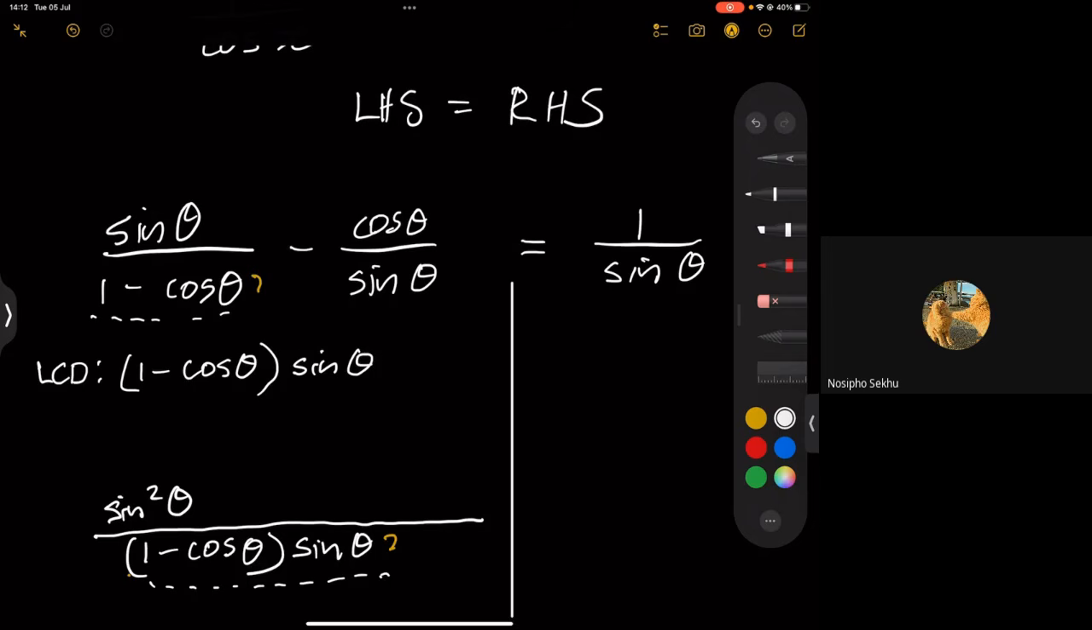Okay, so that would be sine squared of theta minus, so there's that minus sign there. Again, we are going to take LCD divided by the denominator. So what happens? The sine will cancel the other sine. What am I left with? I'm left with 1 minus cos, right? So in this case, it will be cos theta times 1 minus cos theta.